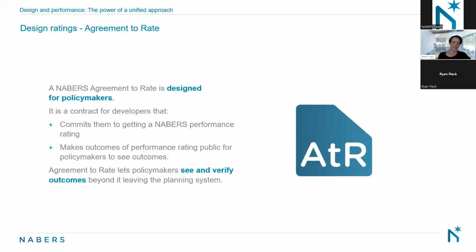Our second design tool is called an agreement to rate. So it's a much newer tool. So I don't have nice graphs, I'm sorry. But essentially it's been designed for policymakers. So it is a contract that signs developers or someone building a new building up to getting a performance rating once the building is complete, and acknowledging that the outcomes of that performance rating will be public so that policymakers can see the outcome and verify it against whatever target they set.